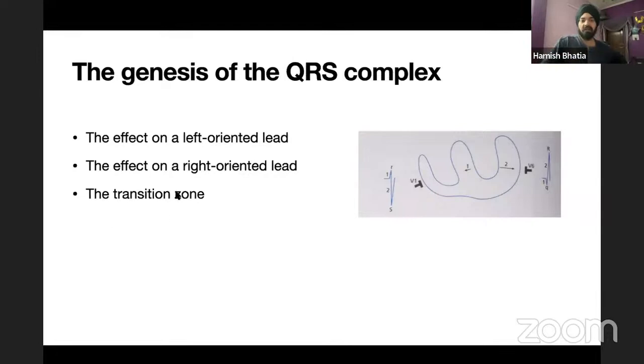Okay. Now the transition zone is V3, V4. So this deep S and tall R, somewhere in between it has to transition, no? So the transition will happen at around V3, V4 normally. In V3, V4, slowly the S will start becoming smaller and the R will start becoming bigger, and by V4 it will be tall R and small S. Okay. So that is the transition zone.